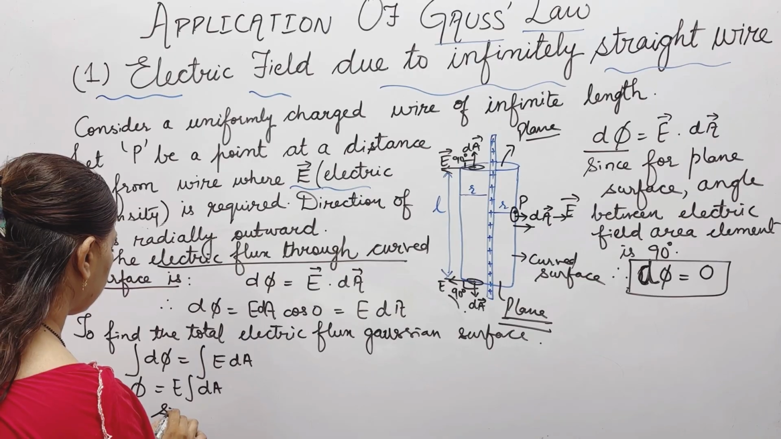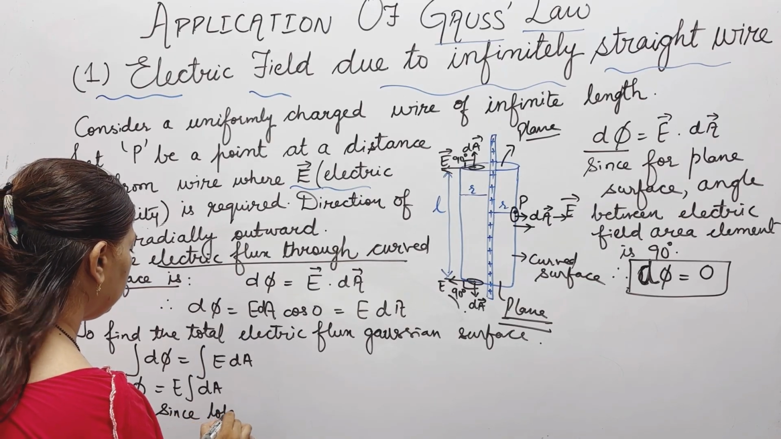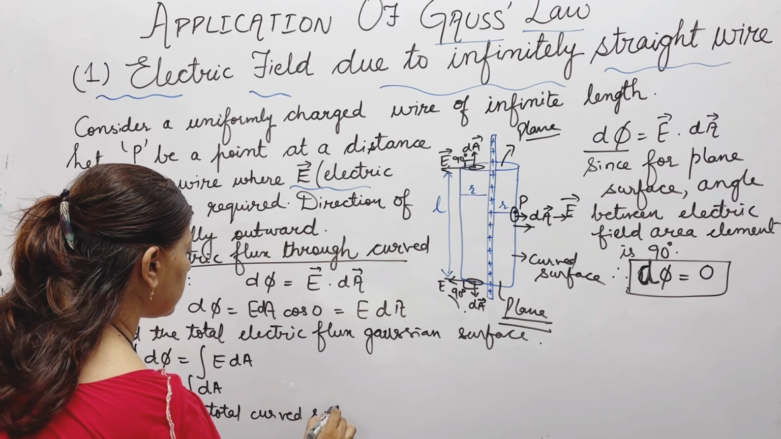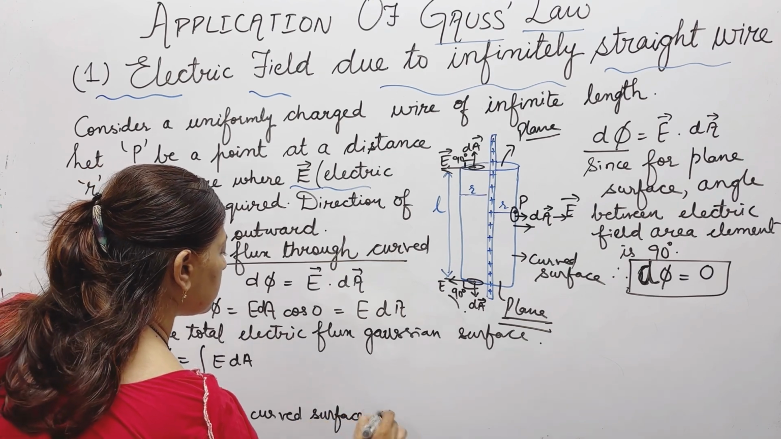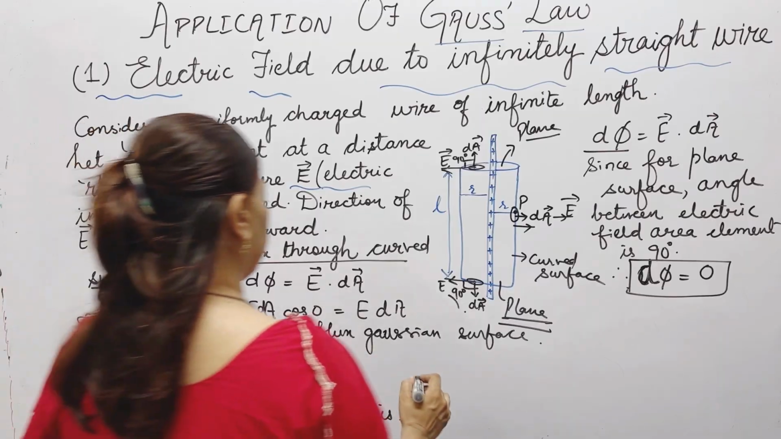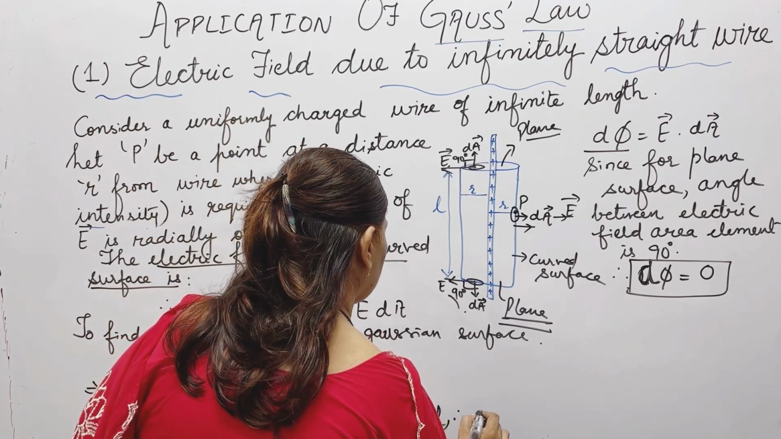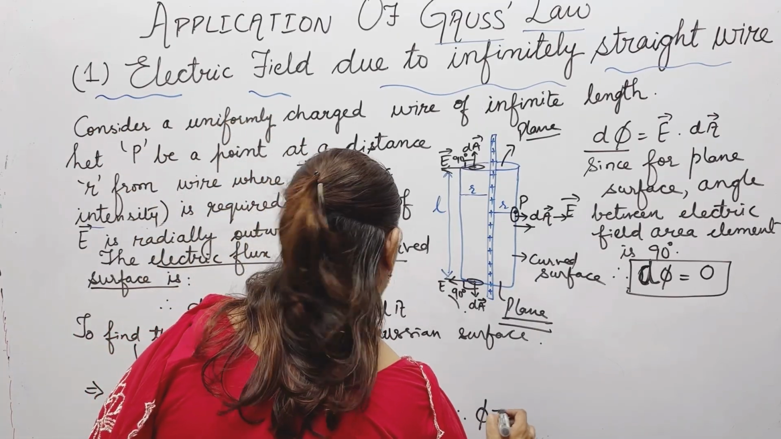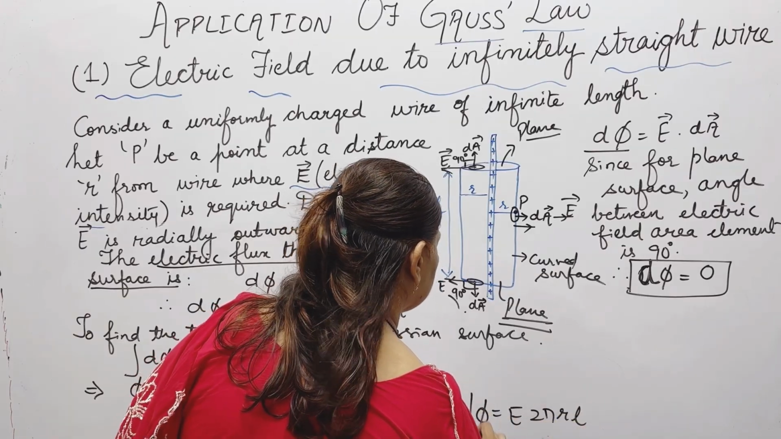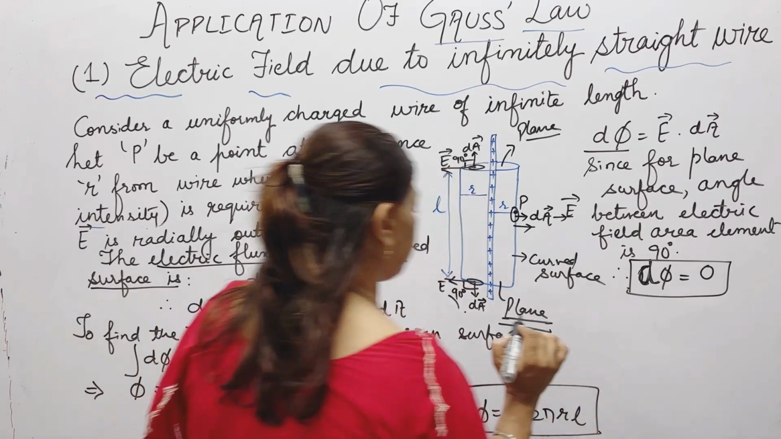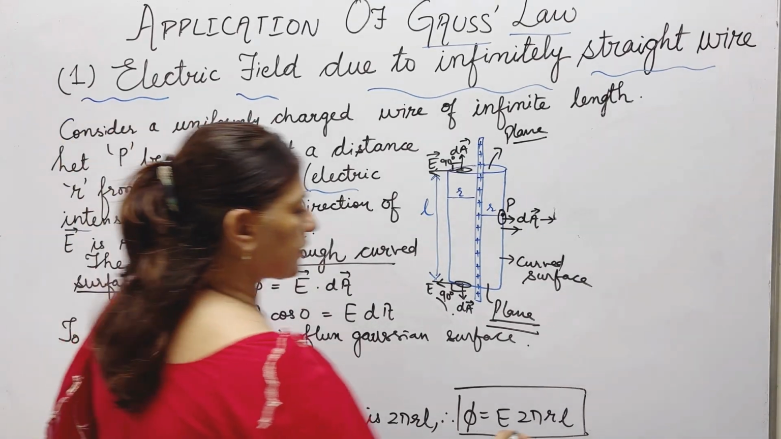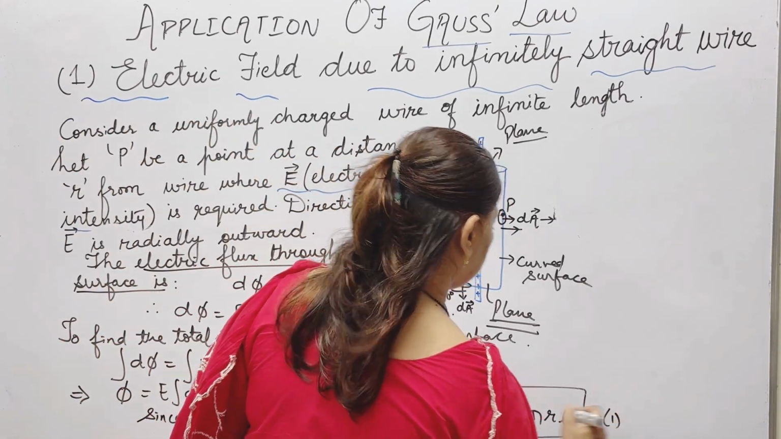Since the total curved surface area is 2 pi RL, therefore phi is equal to E times 2 pi RL. So this is the electric flux. Mark it as equation number 1.